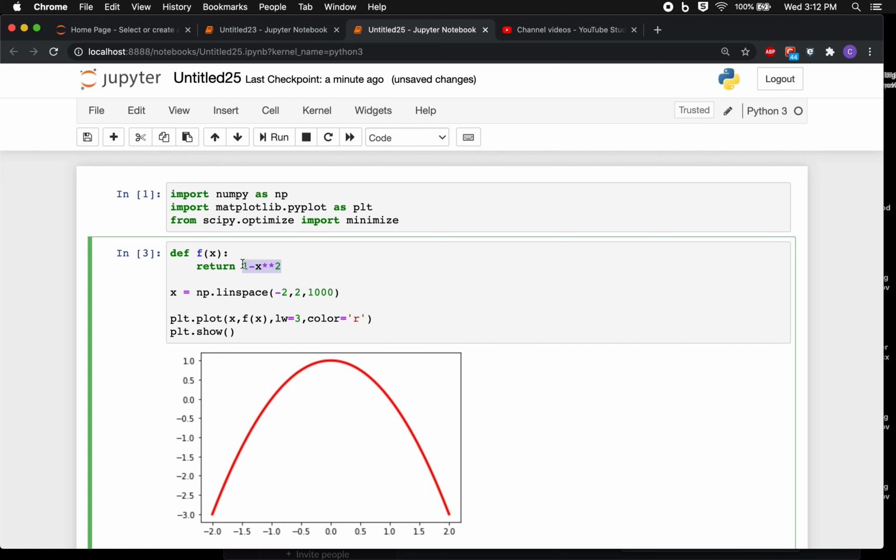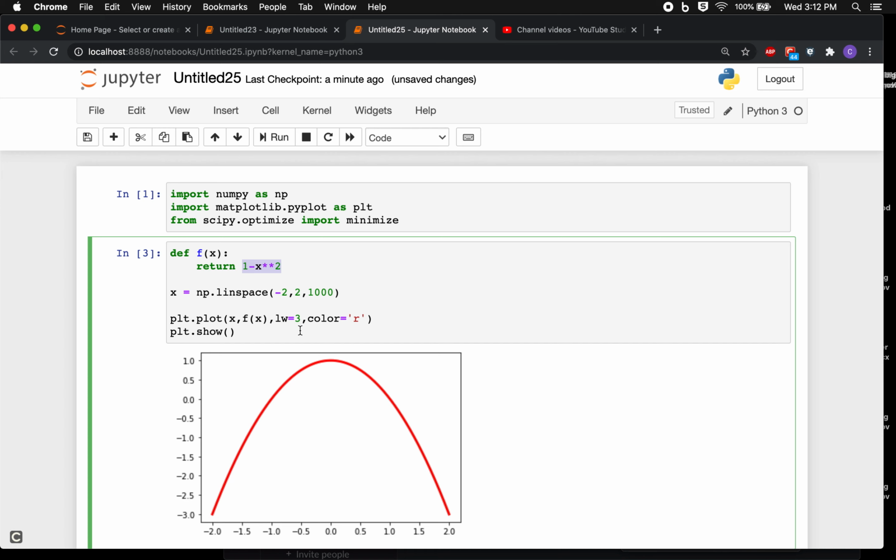So the question is, if we want to maximize a function, how do we do it in Python? Well, most optimization software is built solely for doing minimization. So there is no function called maximize. There's only a function called minimize. And this is kind of standard in the optimization community.